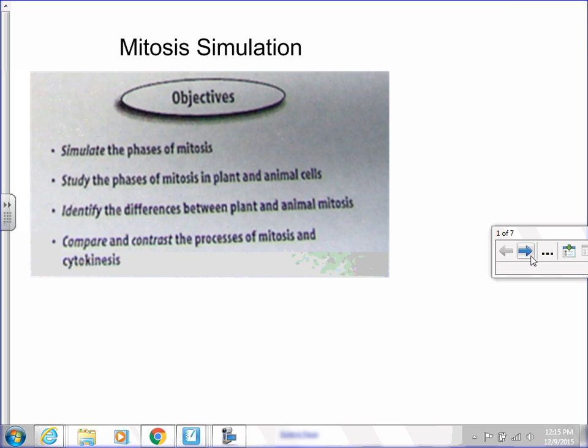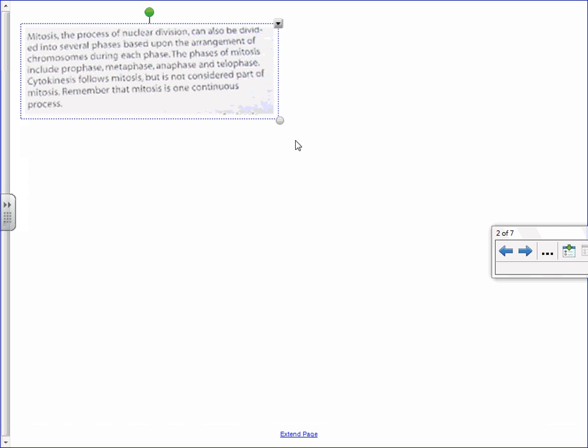So, with your notes out, I'm going to give you some information in just a moment, and you are then going to be able to tell me what part of the mitosis cycle or the cell cycle I'm talking about. We already know that mitosis is a nuclear division, and it can also be divided into several phases based upon the arrangements of chromosomes. Remember, the major thing in duplicating a cell, after cyclin is regulated, that protein, what has to happen? Speak up. DNA has to be copied.